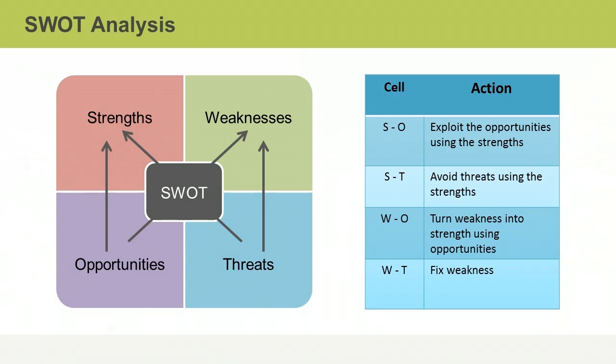For those factors that fall into the top left quadrant, exploit the opportunity using the strength. For those factors that fall into the top right quadrant, fix the weakness. For those factors that fall into the bottom left quadrant, turn the weakness into strength. And for those factors that fall into the bottom right quadrant, counter the threat using the strength.